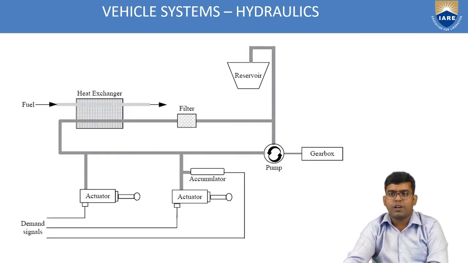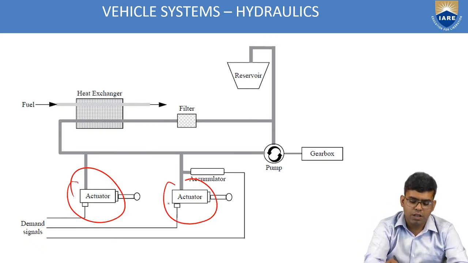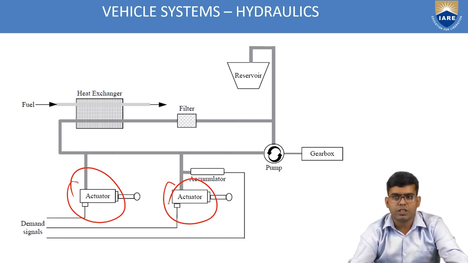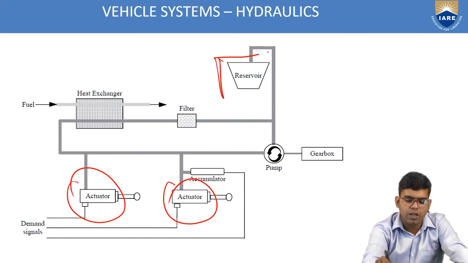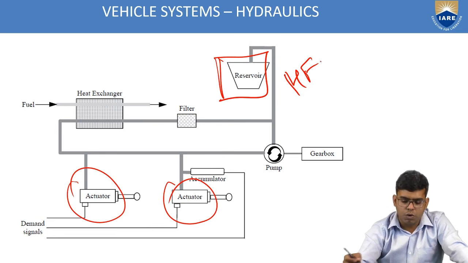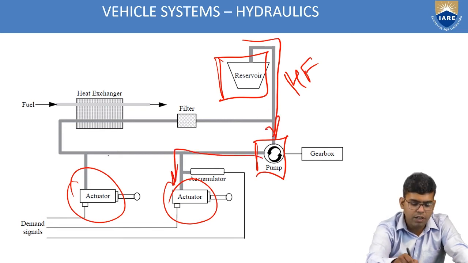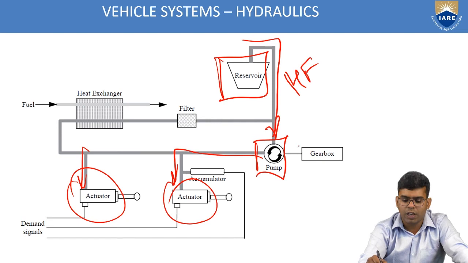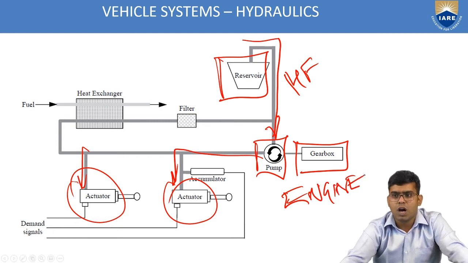Let us see an example of a hydraulic subsystem. How does it work? You have a couple of actuators which control the control surfaces, like the elevator or ailerons. You have a reservoir which holds the hydraulic fluid, HF. The pump that takes the hydraulic fluid from the reservoir and gives it to the actuators is connected through a gearbox to the engine. You have the engine over here.